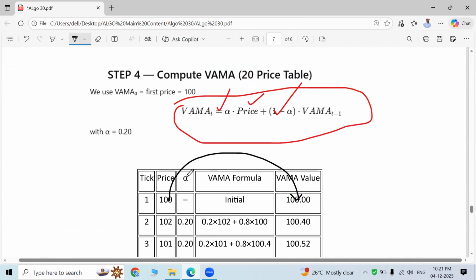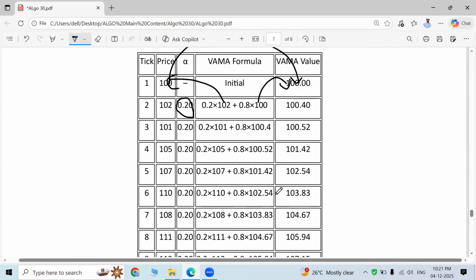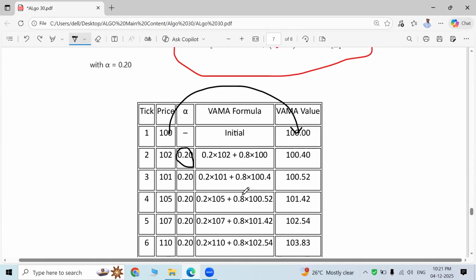After that, suppose we choose alpha as 0.02. So 0.02 multiplied by the price, plus 1 minus alpha multiplied by the VAMA, which for the first reading is the same as the price. Now for the next price it is more logically visible. Let me show you that.